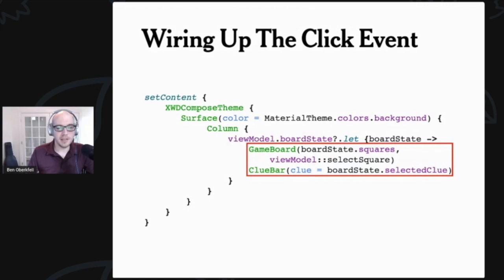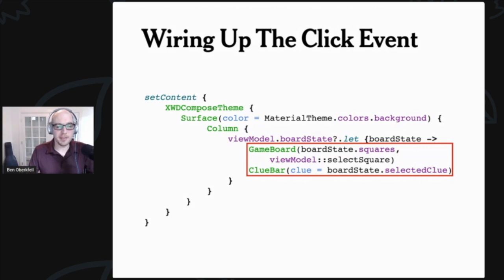So now let's go into our main activity where we're actually using all these things. We're going to react to our view model's state of the board, and we're going to drop in our game board with its squares. And then we're also going to pass in the onClick method that we're going to use. Our view model has a select square method, so we're going to call select square on the view model whenever someone selects a square on the game board. We're also going to add a view that shows the selected clue. This clue bar, I don't have it shown, but it's just a blue box with a text view. We'll see how this looks in a minute.